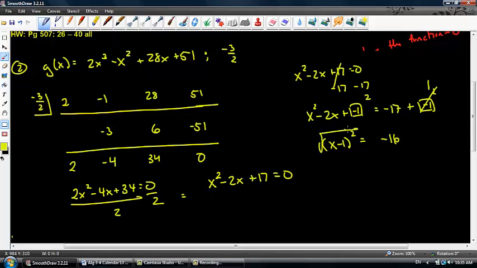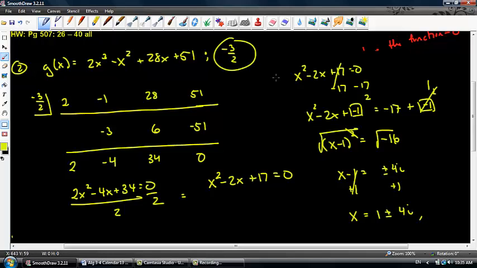So I take the square roots of both sides. I get x minus 1 equals plus or minus 4i. I add 1, and I get x equals 1 plus or minus 4i. And don't forget the last 0 was actually the first 0 that we got, negative 3 over 2.